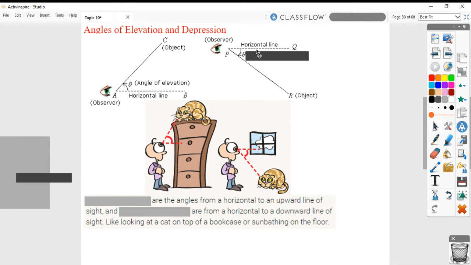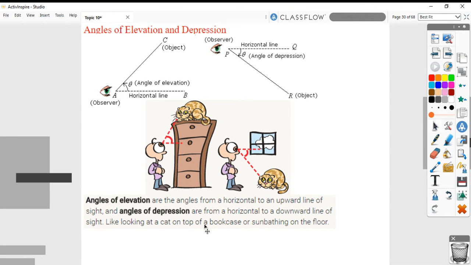Very much in the same way, the angle between your horizontal looking straight ahead and the line of sight that you look down at an object, that would be the angle of depression. And those are the blanks you need to fill in: angle of elevation and angle of depression. The angle we're dealing with is between the line of sight when you look straight ahead and the line of sight when you look up at the object, or down at the object.